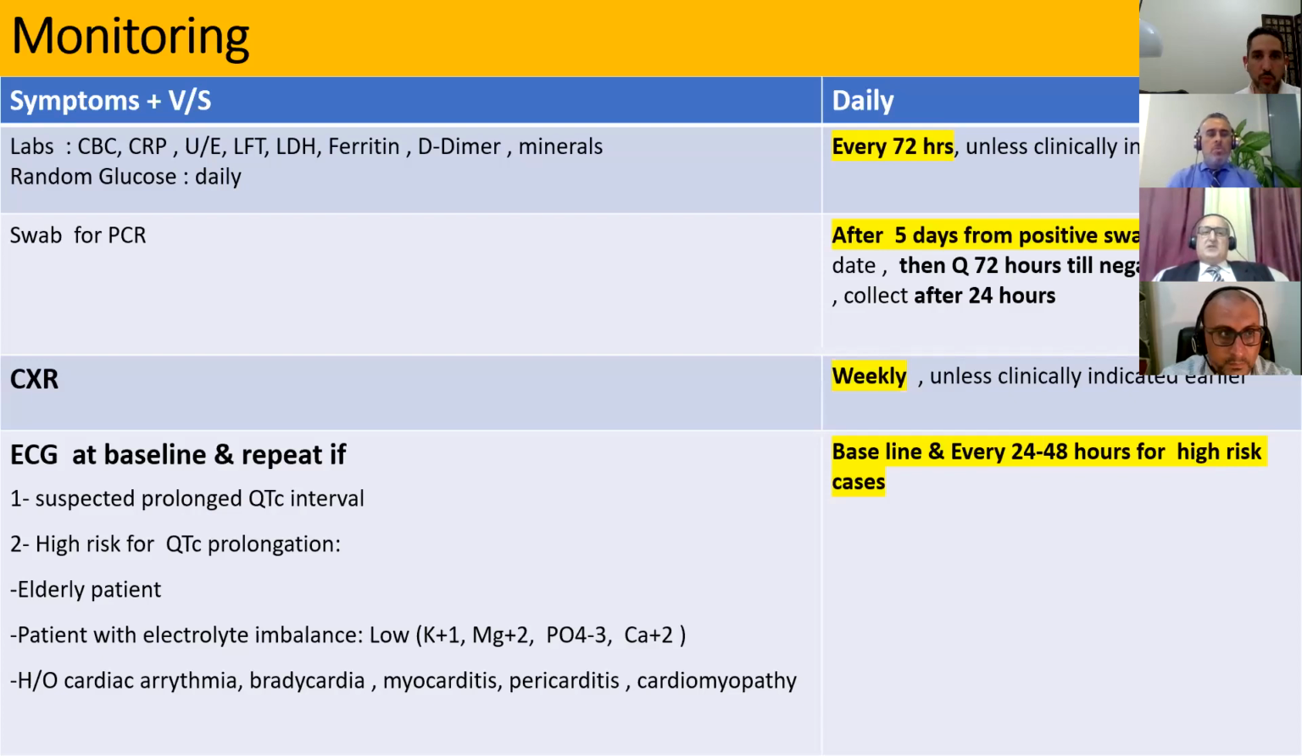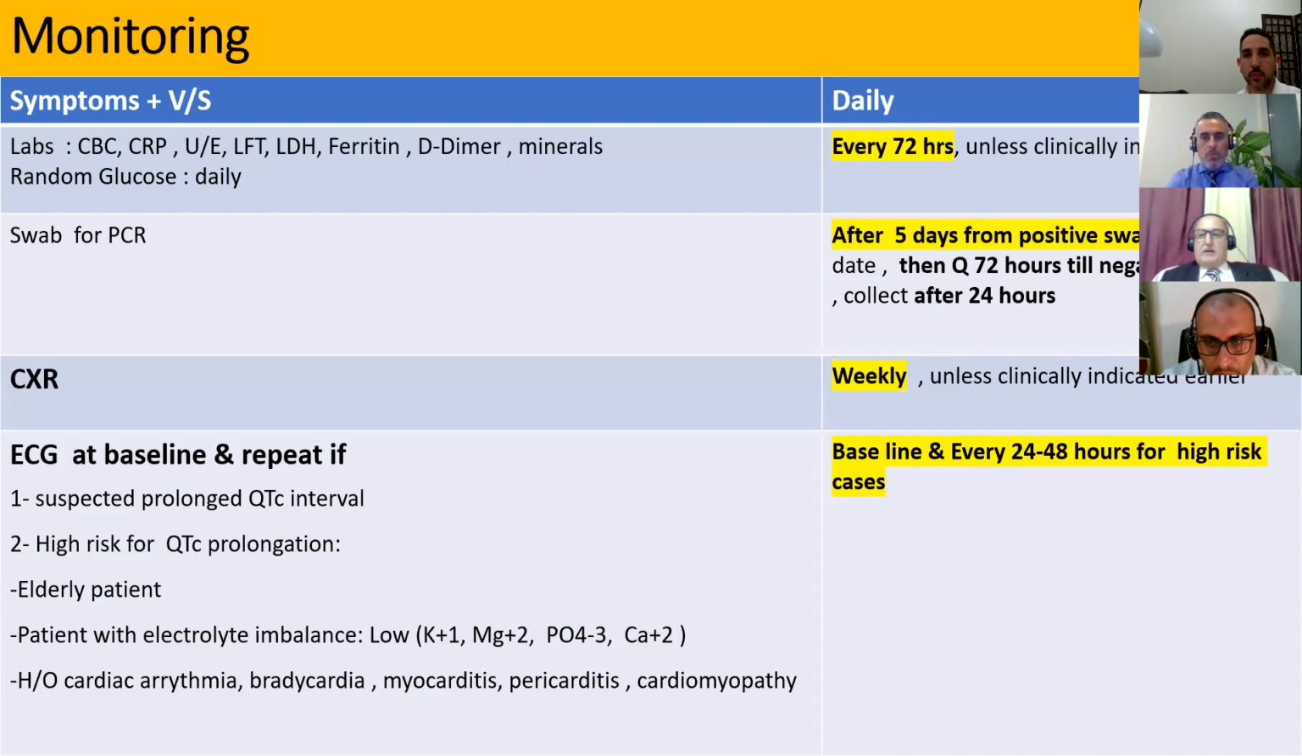For all patients in the hospital, there are certain investigations that should be repeated every 72 hours, especially the CBC, CRP, LFT, LDH, ferritin, D-dimer, and the minerals, including glucose monitoring for diabetic patients. The PCR should be repeated after 5 days from the first positive one, and then repeated every 3 days till it becomes negative.